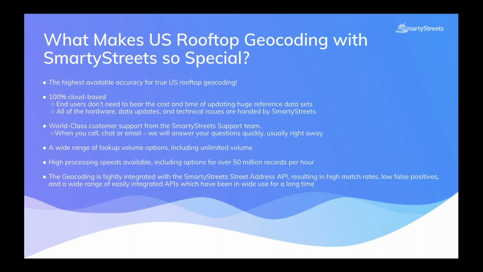On top of that, we have high processing speeds, including options for over 50 million records an hour. If that is what you need, we can provide the volume that you need completely in the cloud. The SmartyStreets geocoding is very tightly integrated with the SmartyStreets address API, which means that you'll have high match rates, low false positives, and a wide range of easily integrated APIs, which many of you have been using for a long time. So it really shouldn't be a lot of extra work or any extra work to start using the geocoding API. It's completely integrated into existing processes that are already in place.